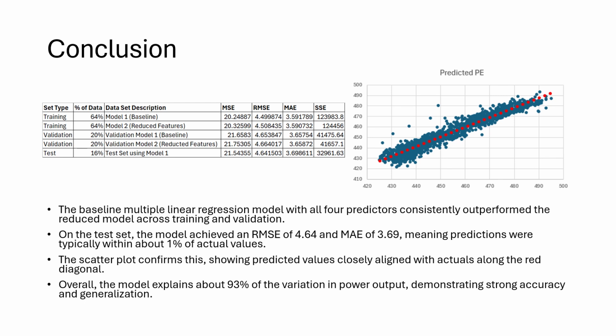The baseline multiple linear regression model, with all 4 predictors, consistently outperformed the reduced model across training and validation. On the test set, the model achieved an RMSE of 4.64 and MAE of 3.69, meaning predictions were typically within about 1% of actual values. The scatter plot on the right here confirms this, showing predicted values closely aligned with actuals along the red diagonal. Overall, the model explains about 93% of the variation in power output, demonstrating strong accuracy and generalization.